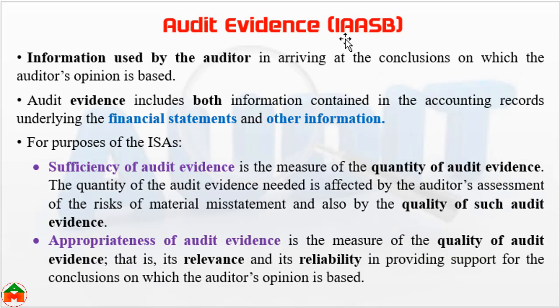According to the International Auditing and Assurance Standards Board, audit evidence means the information used by the auditor in arriving at the conclusions on which the auditor's opinion is based. And the audit evidence includes the information of financial statements and other information. For the purposes of the international standards on auditing, there should be sufficiency of audit evidence, as well as appropriateness of audit evidence.